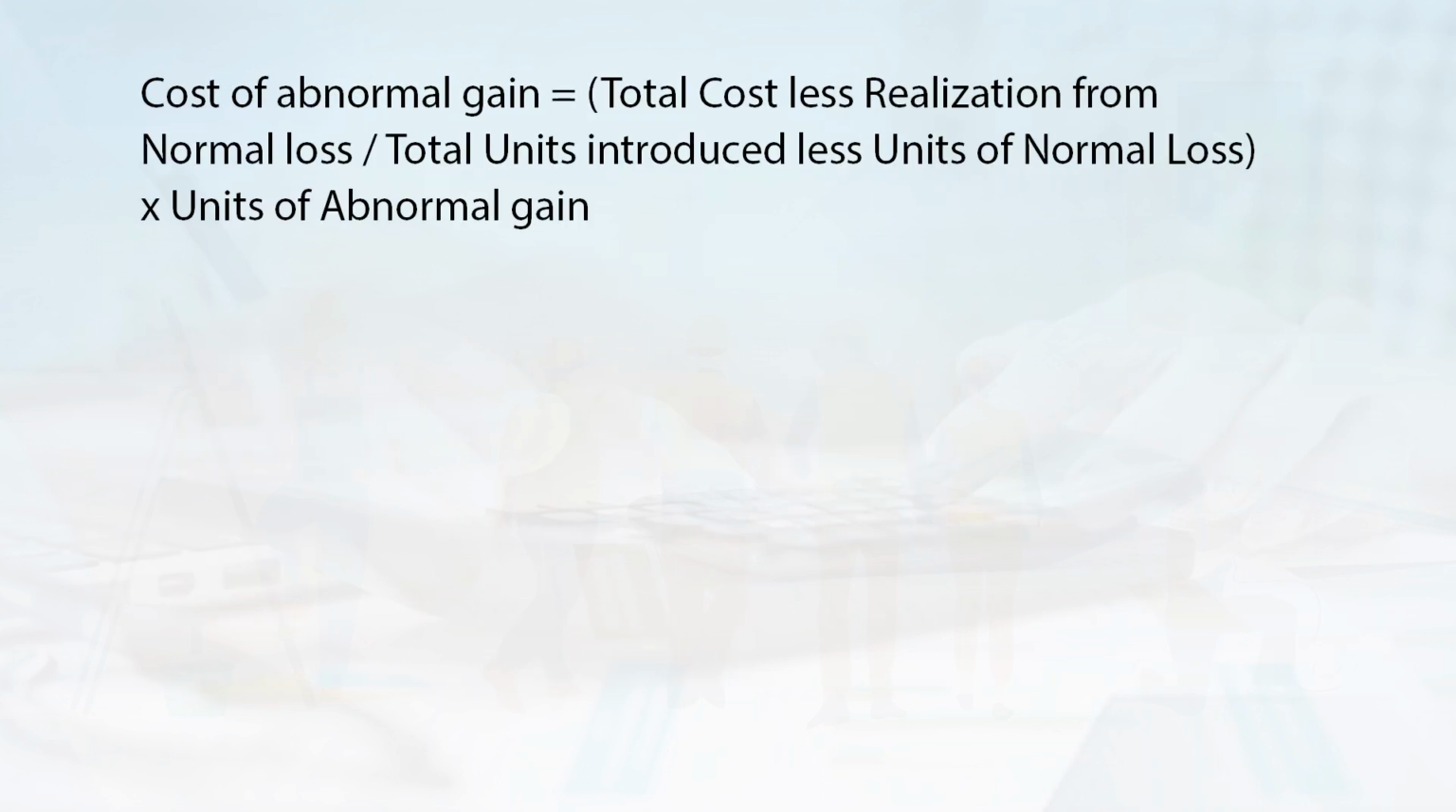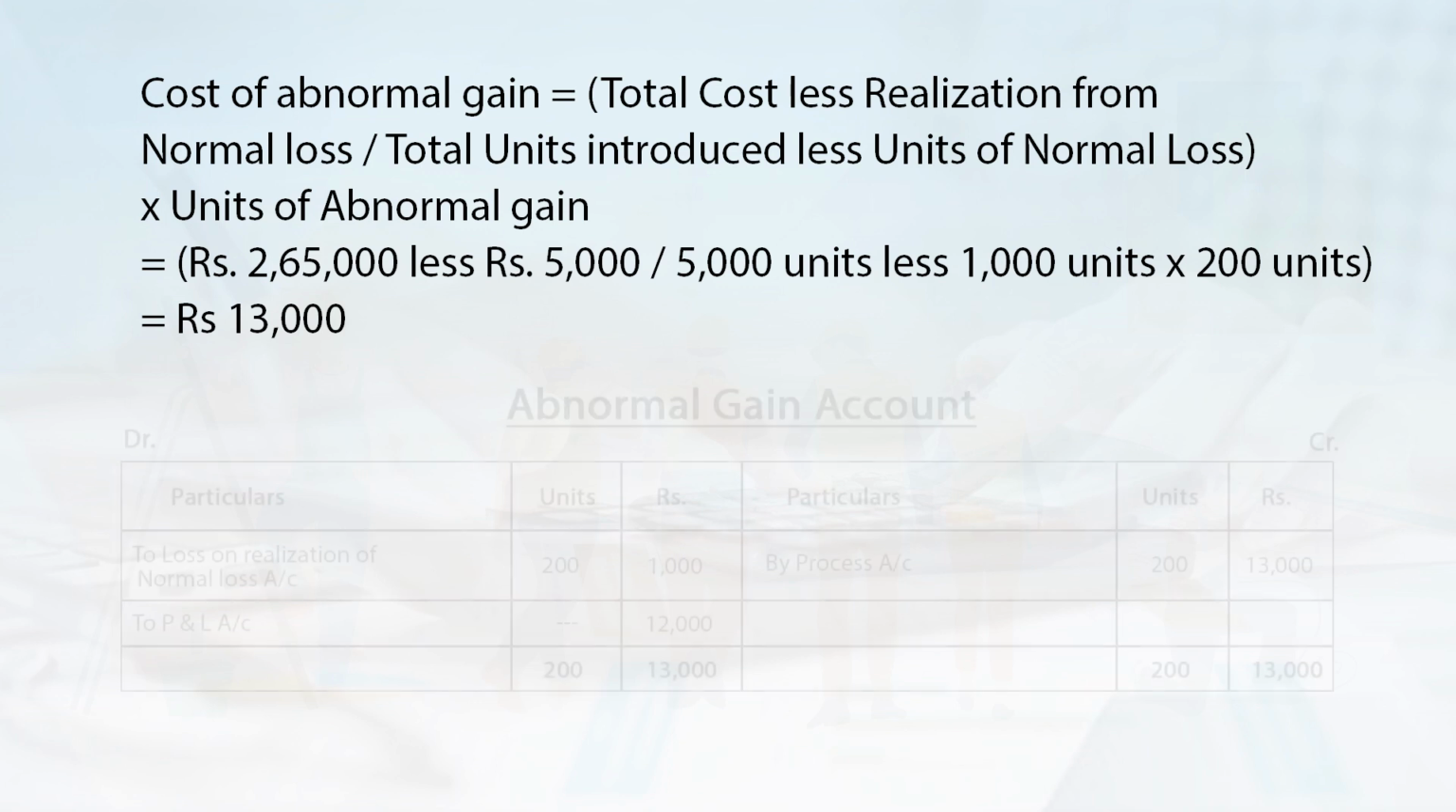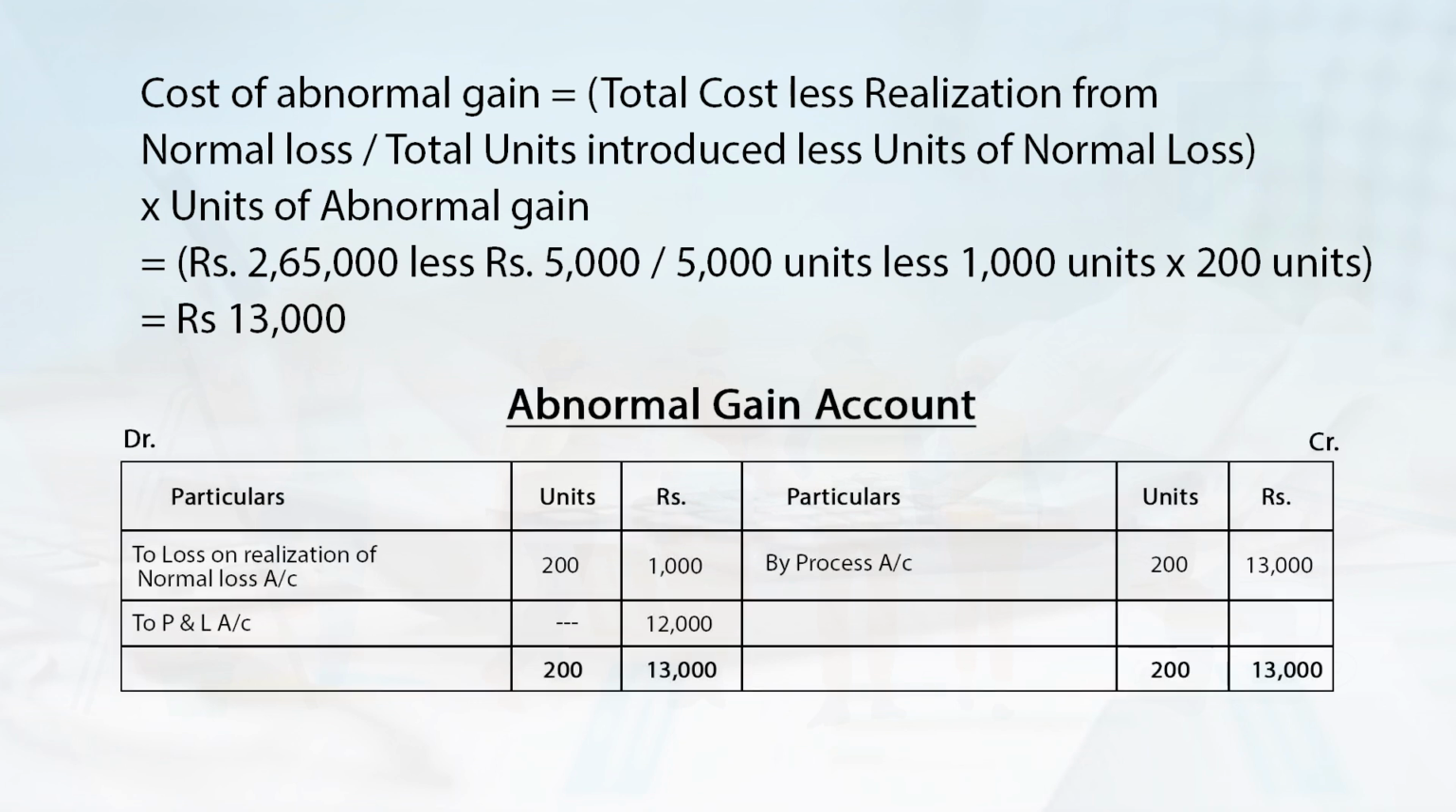Cost of abnormal gain is equal to total cost less realization from normal loss, divided by total units introduced less units of normal loss, into units of abnormal gain, which is equal to rupees 2,65,000 less rupees 5,000 divided by 5,000 units less 1,000 units, into 200 units, which will give us rupees 13,000. We are required to prepare abnormal gain account.